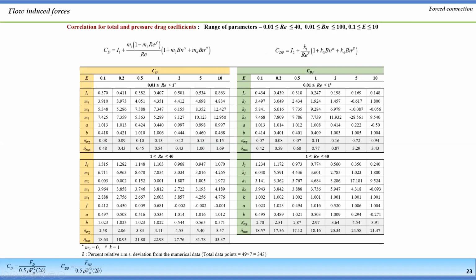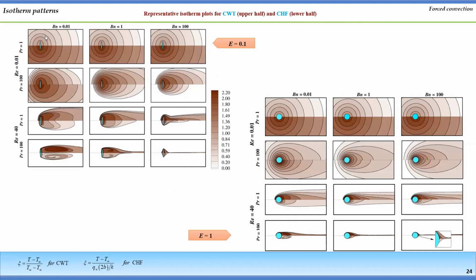Now coming to the heat transfer part. So here, what are these? These are the isotherm patterns. Basically, these isotherm patterns are nothing but a mapping of temperature in the fluid domain. And in forced convection, the momentum, the flow, is completely independent of the heat transfer, so you can solve flow and heat phenomena separately.